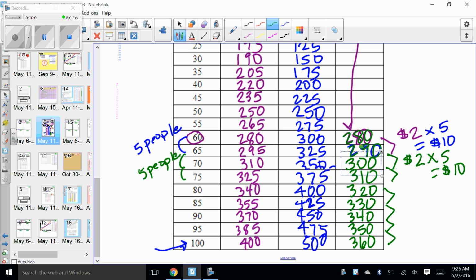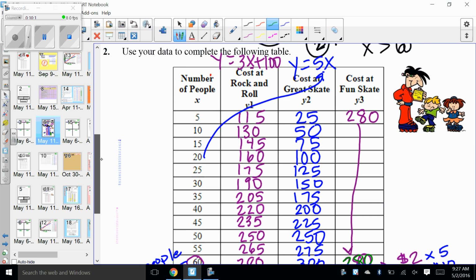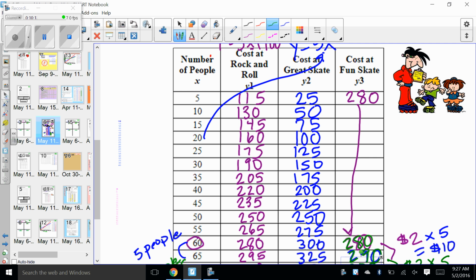Okay, so if we look at the bottom, you can see that clearly Fun Skate is the cheapest if we bring 100 people. So what we're going to do now, if you have a highlighter, it would be really great to go ahead and grab that. I'll give you a chance to grab one out of any of your stuff there if you have a highlighter.